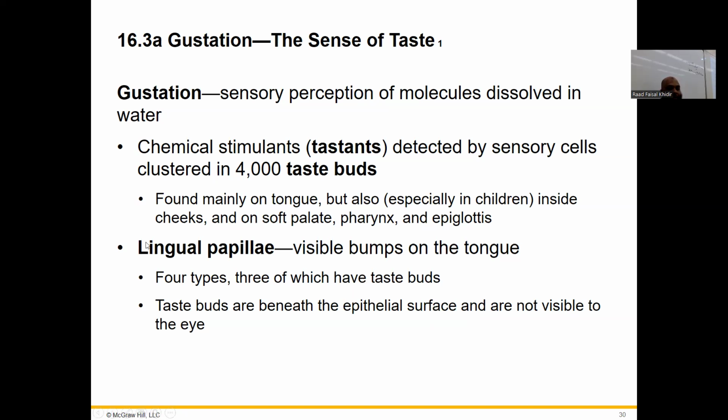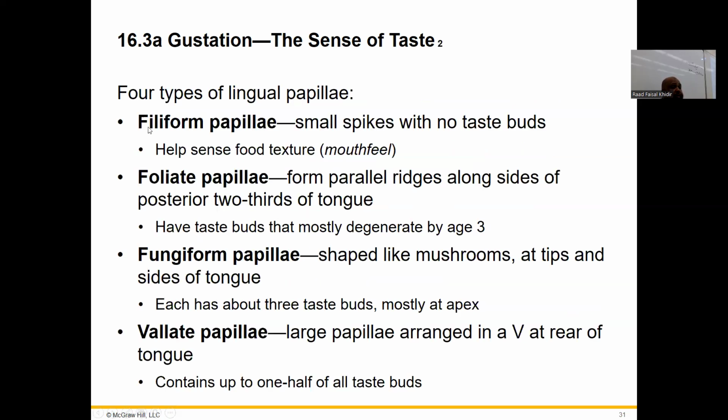One type of papilla is this lingual papilla, and these are found on the tongue, and these, lingual meaning they are in the mouth. And there are 4 types. 3 of these 4 types of papilla are associated with taste buds, but one of them doesn't have a taste bud. These are the 4 different types of papilla. The filiform papilla, these are small spikes, and these are the ones that have no taste buds. So that makes it for an interesting question on homework, for example, or an exam. Which one of the 4 different types of lingual papilla doesn't have any taste buds associated with it?